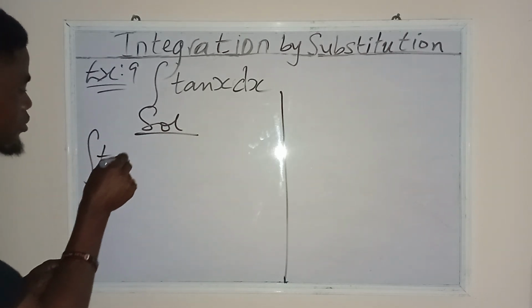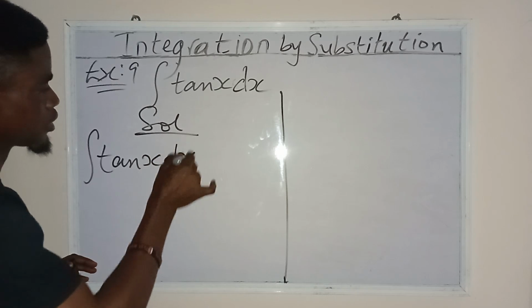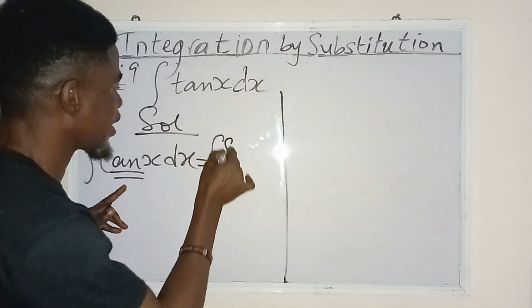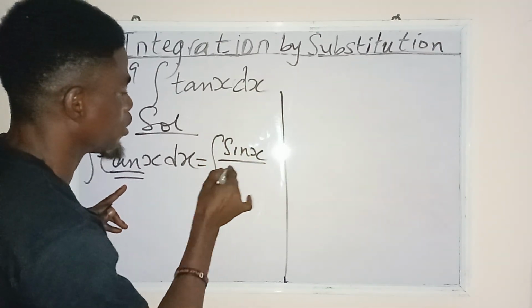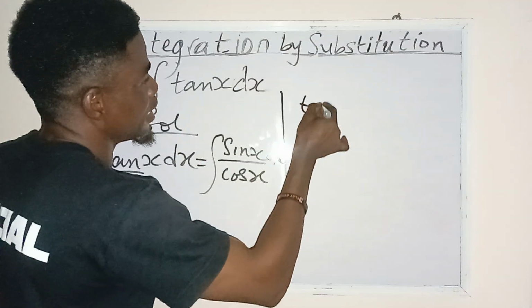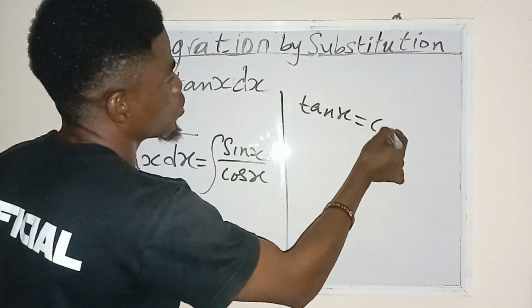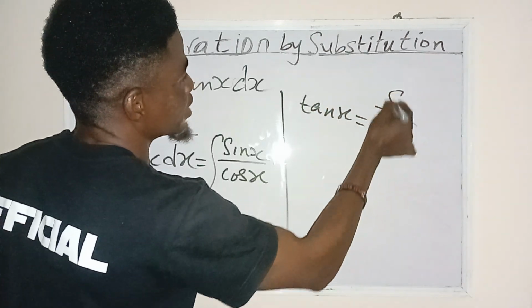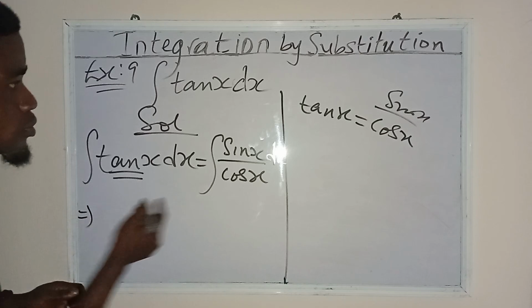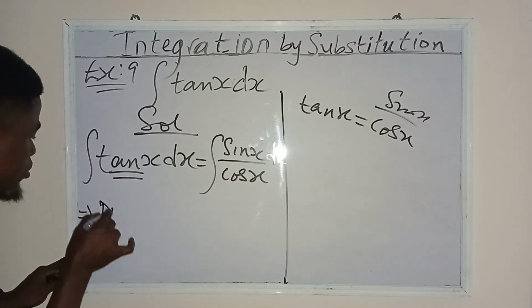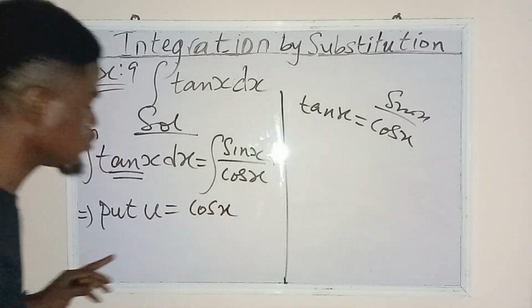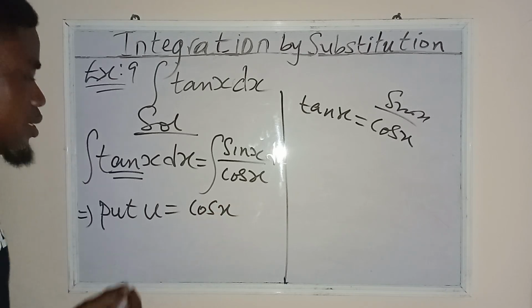So we have the integral of tan x dx. The first thing you do is to interpret this. Tan x is sine x over cos x, as you all know. Okay? So what's the next thing? You put u to be cos x. Okay?